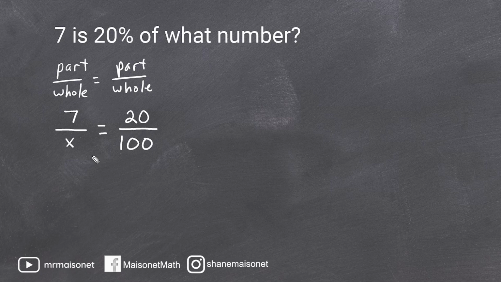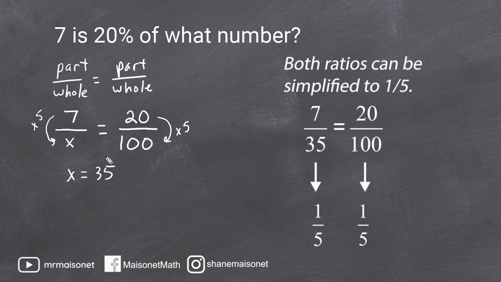Now, there are many ways that we can solve this proportion. One way to do it is to recognize that with 20 over 100, the denominator is 5 times bigger than its numerator. With any proportional relationship, the same thing must be true with the other ratio. Therefore, this bottom number must be 5 times bigger than the top number. Therefore, x is equal to 35. And that is just one way that we can solve this problem.